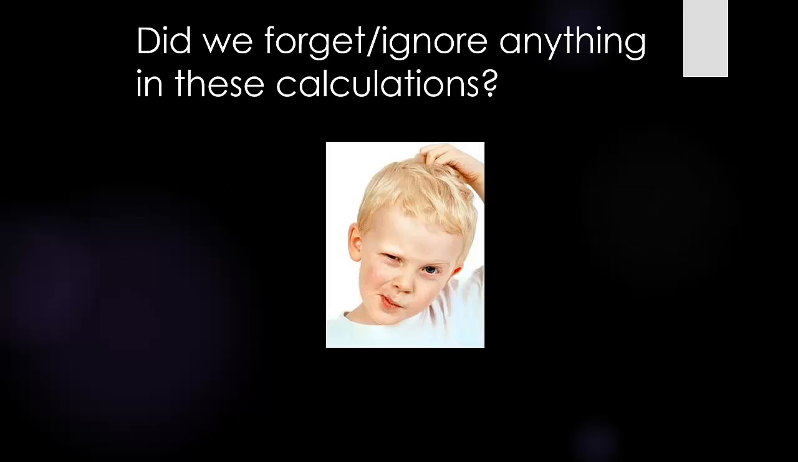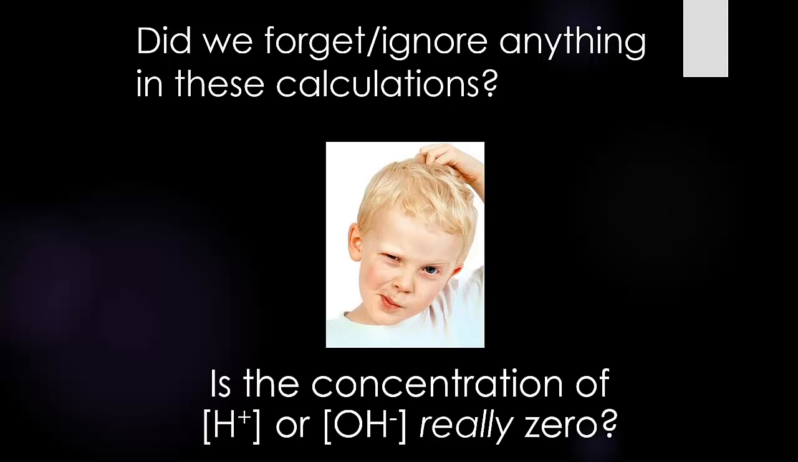In all these calculations that we've been doing with weak acids and weak bases and strong bases, it's important to think about, well, have we been ignoring any species? And here I would question, is the concentration of H plus or OH minus really 0 initially? If we think back to the early introductory parts of this chapter, we stated that water ionizes to a small degree.